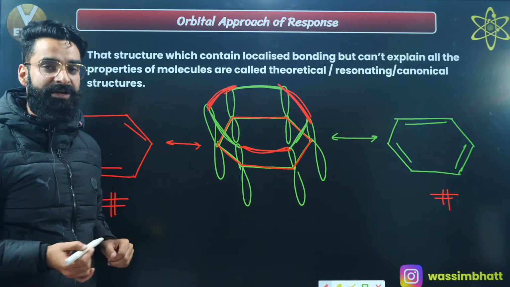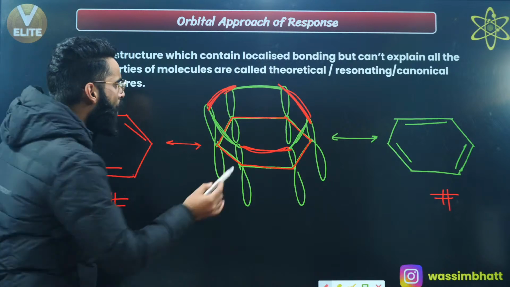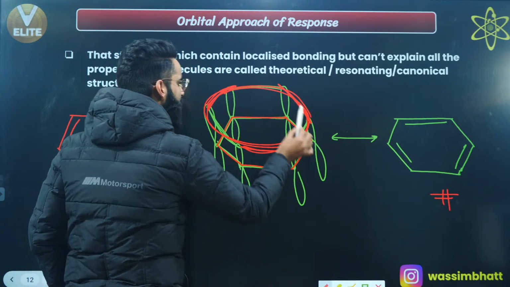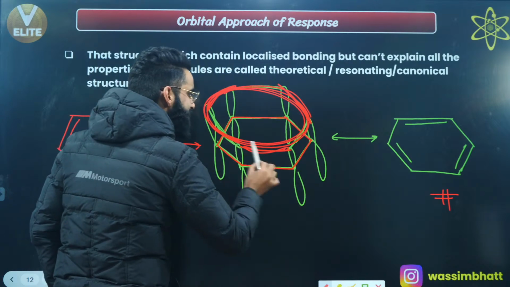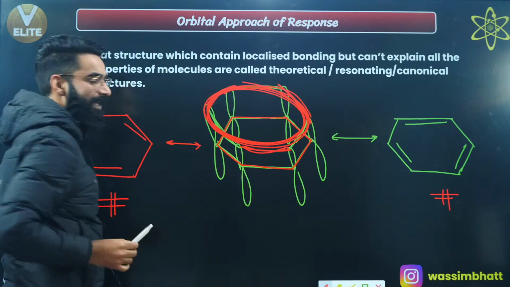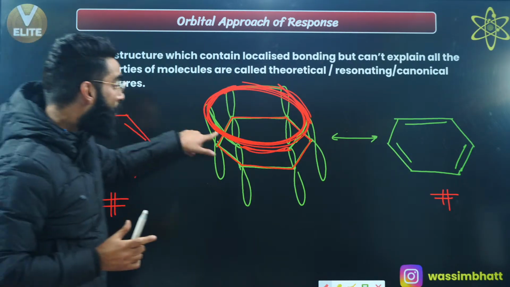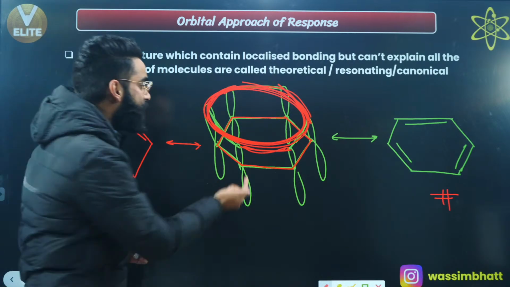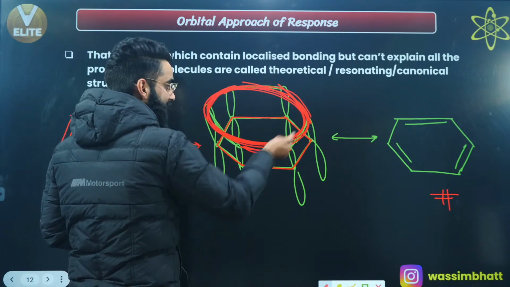In the actual structure of benzene, all these p orbitals, which are parallel to each other, simultaneously overlap. And they lead to the formation of this angular electron density.